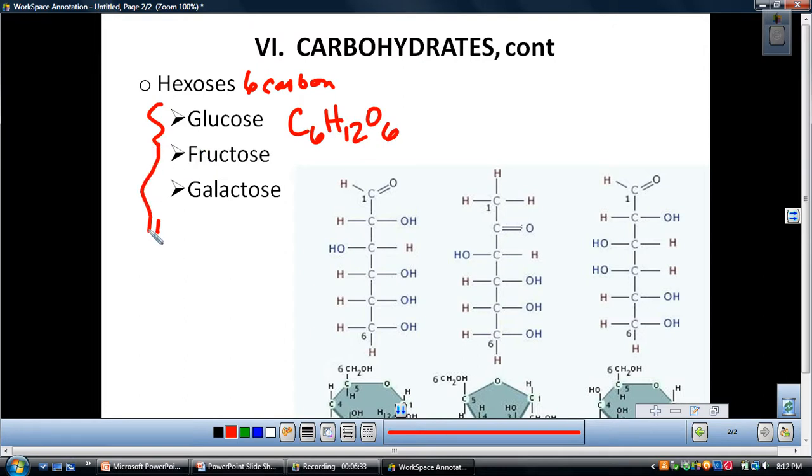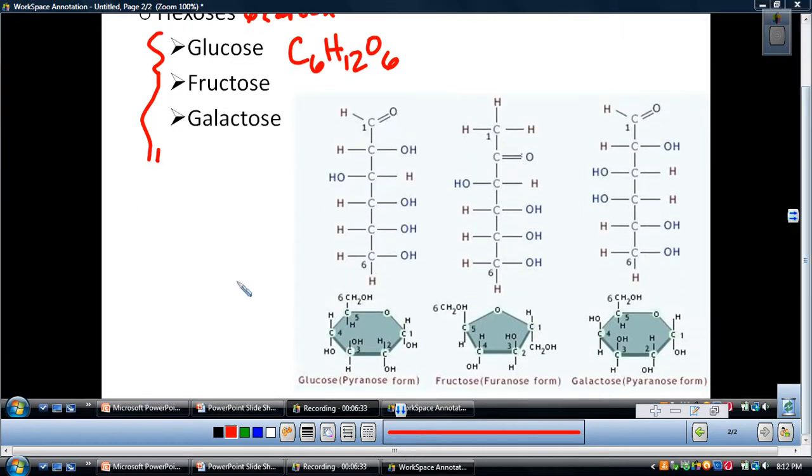But if you look at the picture to the right, okay, let me scroll this down a little bit. These are the linear structures right here. This is the linear structure of glucose, linear structure of fructose, and linear structure of galactose. If you notice these 3, there are some significant differences. Here's the number 1 carbon in the linear structure. Okay, here's the number 1 carbon of the second one, number 1 carbon of the third one.